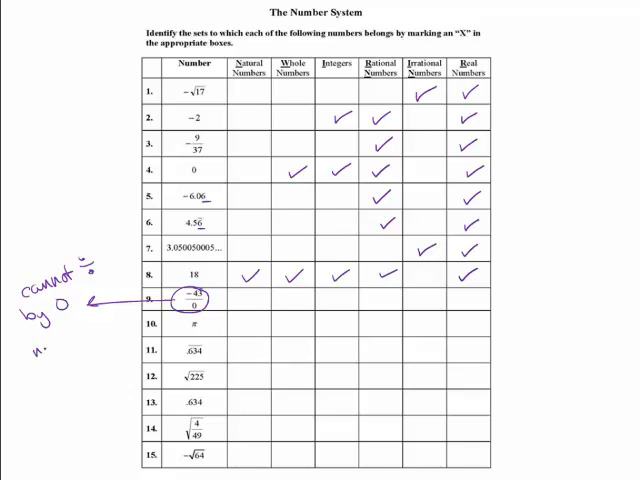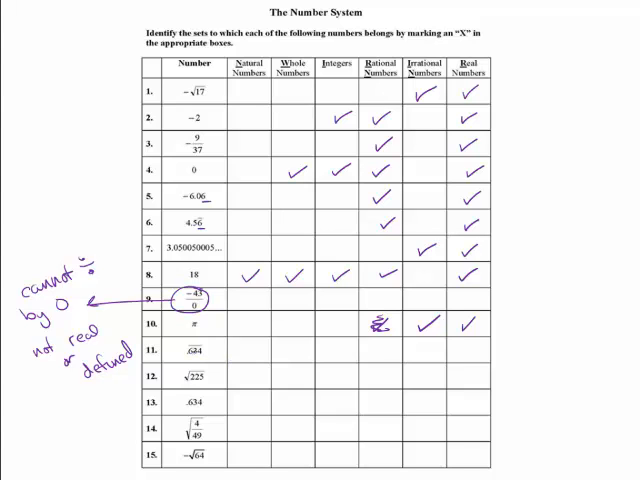Therefore, we are not real or defined. So it's none of them. Pi never ends and never repeats. Oops, that's not what I meant. Sorry about that. So it's irrational.